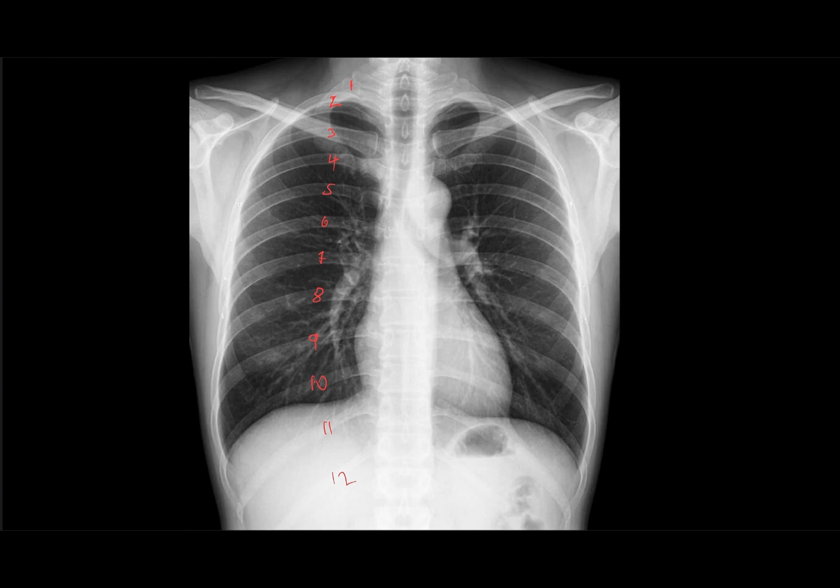And lastly, this is likely the chest X-ray of a male because of absence of the breast shadow on both sides of the chest wall.